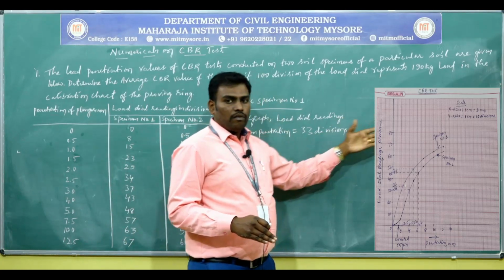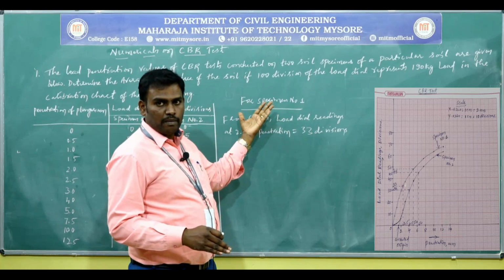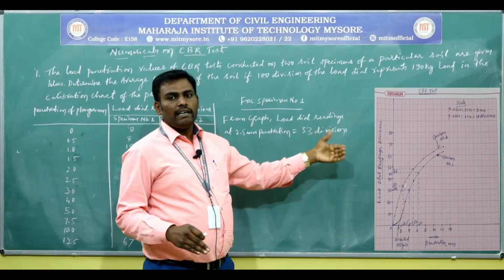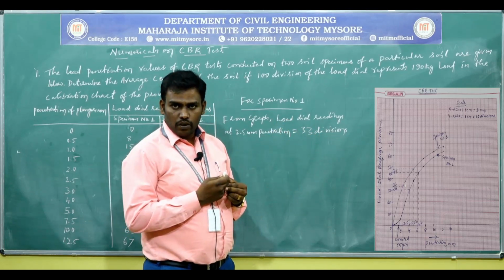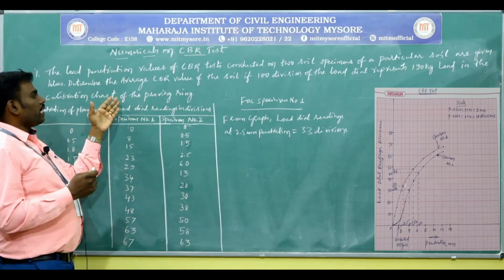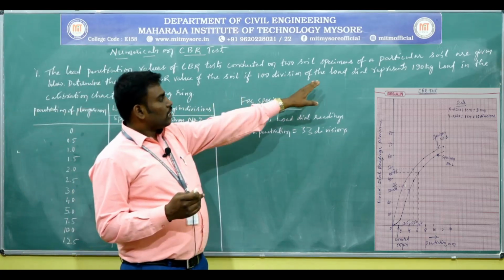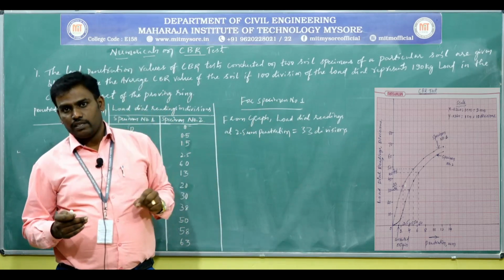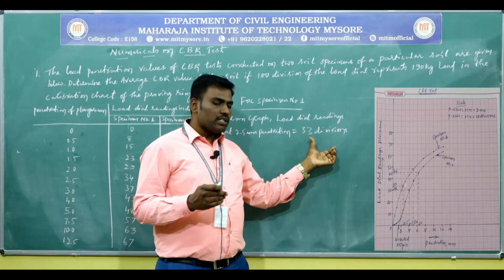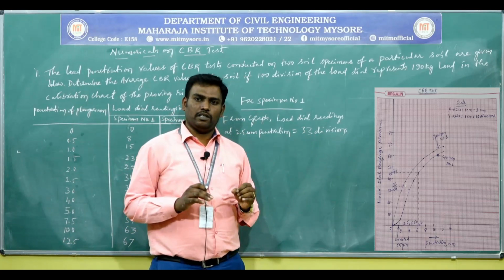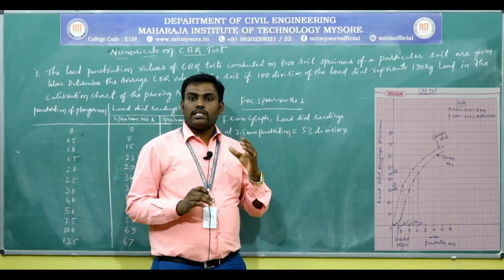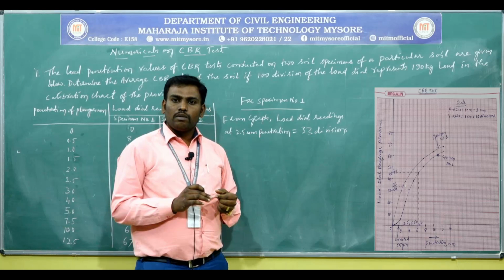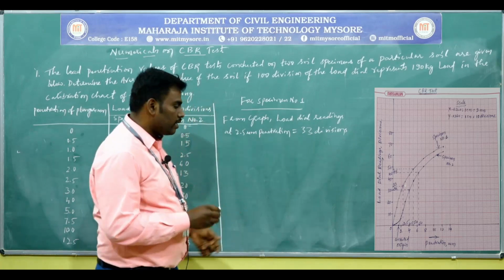From the graph for specimen number 1, for 2.5 mm penetration, the load dial reading will be 33 divisions. In the problem they have given that the load dial represents 190 kg for 100 divisions. Then for 33 divisions, how many kg? It is a very simple calculation. If 100 divisions represent 190 kg, then what about 33 divisions?